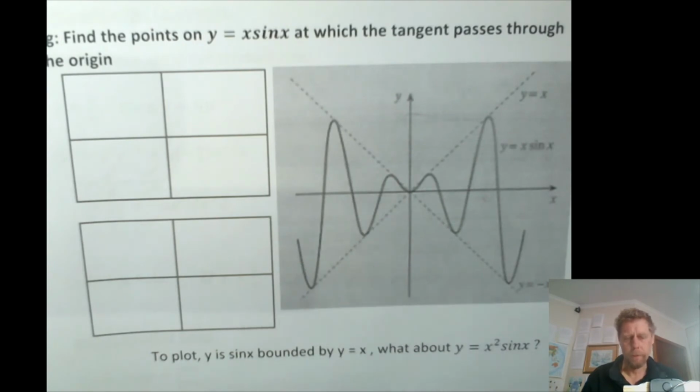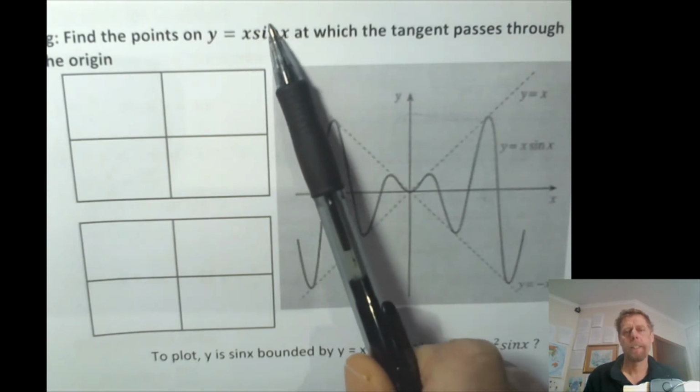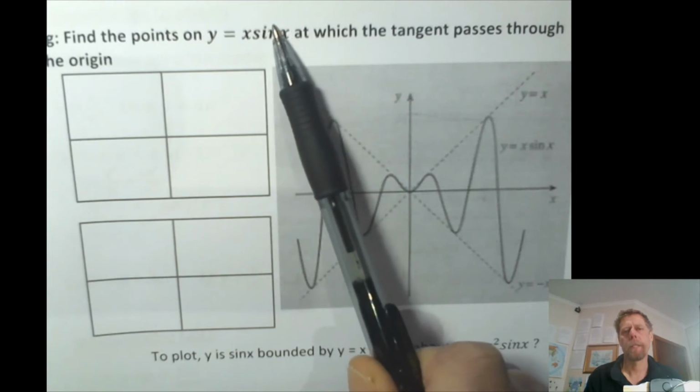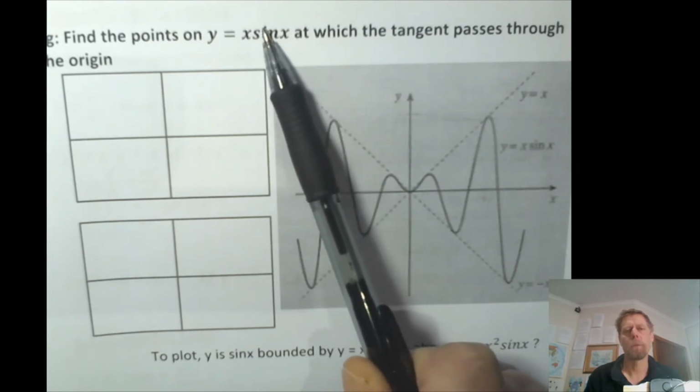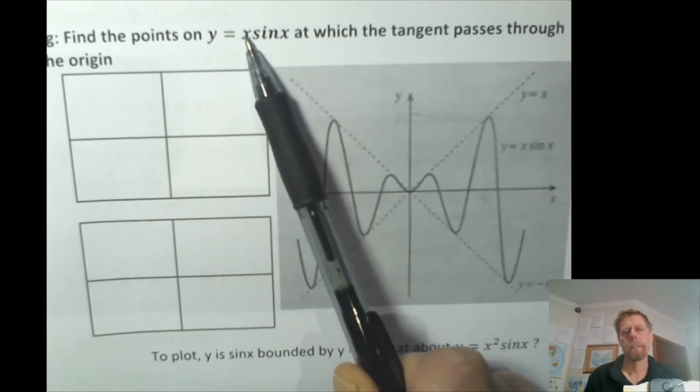Now, what does this graph look like? It's quite interesting, because as x increases, sin x changes from 0 to 1 to minus 1. So it's bounded by minus 1 to 1. Whereas x is just steadily increasing.